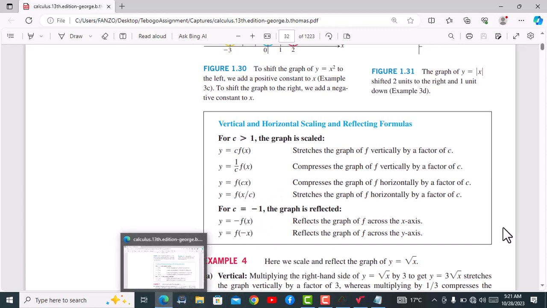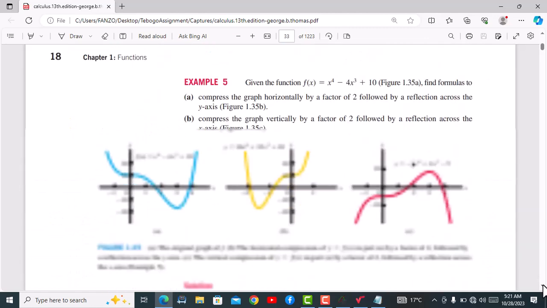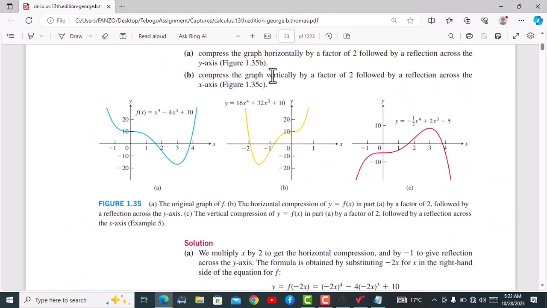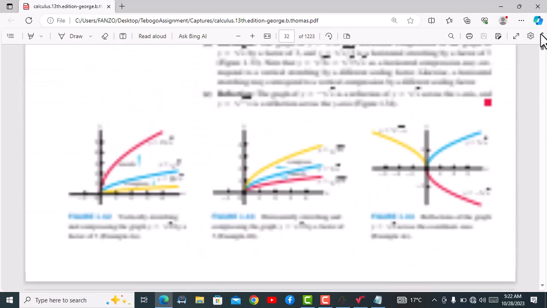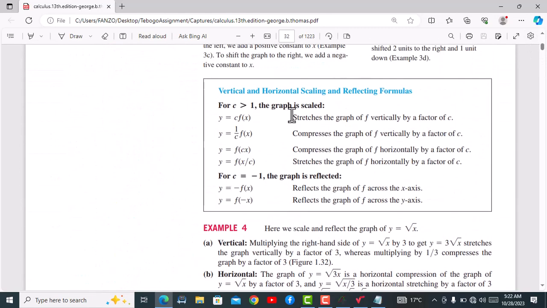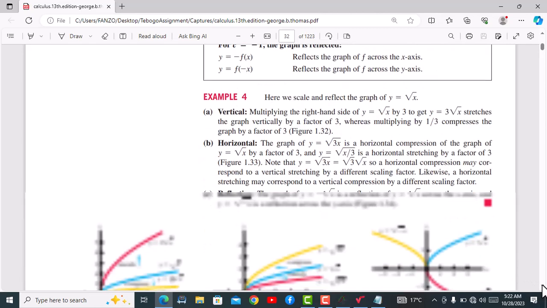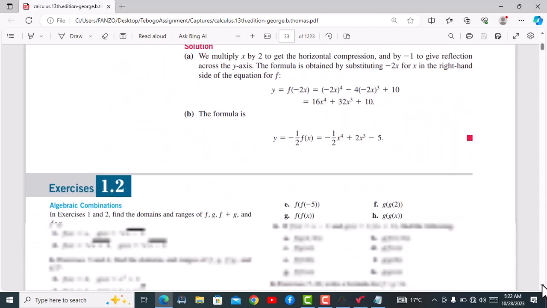Now, they are saying that we should compress vertically. So let us check. When you compress vertically, you multiply by, for c greater than 1, 1 over c. So when you compress vertically, you multiply the function by 1 over the value that is provided.